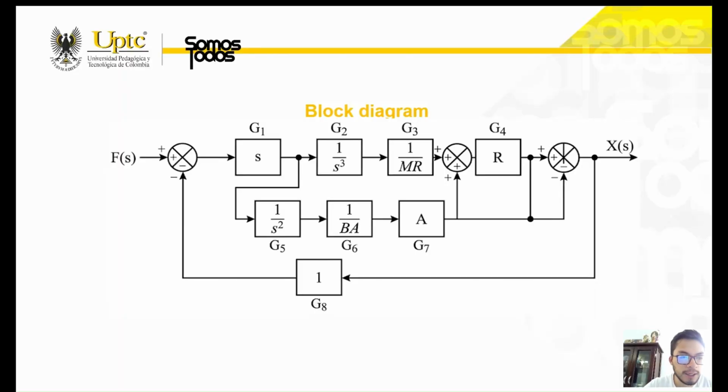Okay, the system initially contains 8 transfer functions labeled as G1, G2, G3, G4, G5, G6, G7, G8. The input of the system is F(s), and the output is X(s). The blocks are connected using cascade connection, summing junction, parallel branch, and feedback paths.